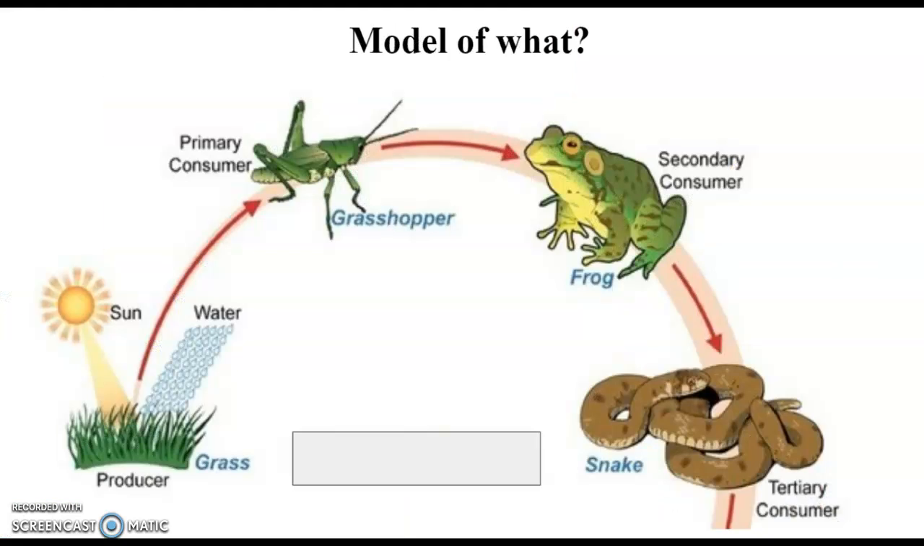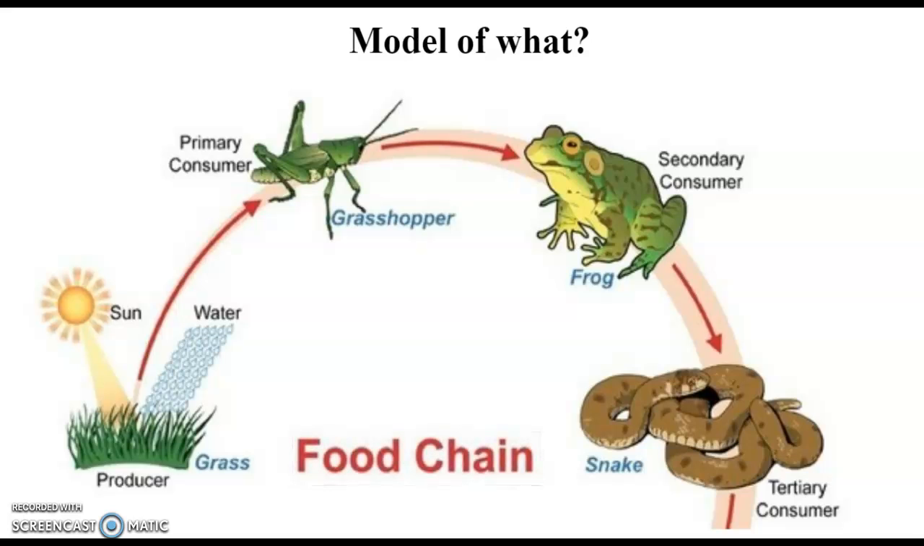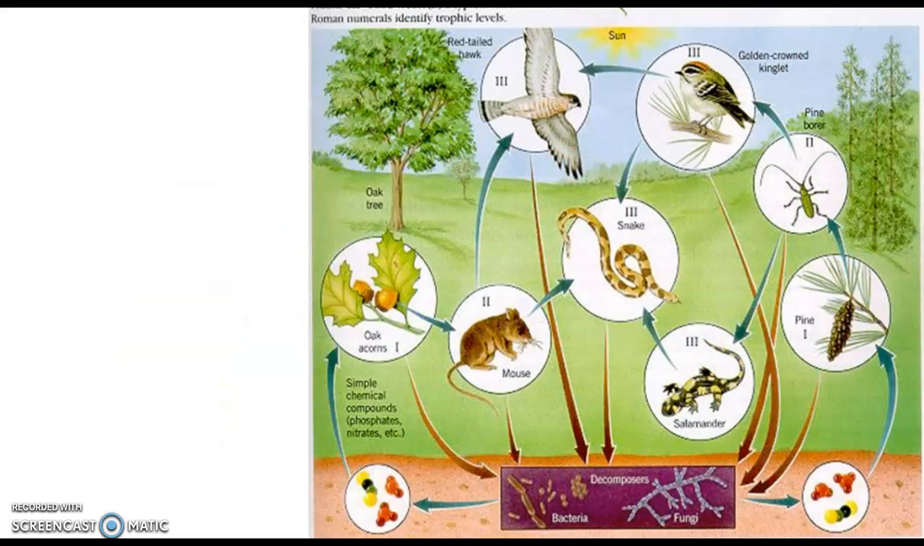What does this picture model? The producer energy goes into the grasshopper that ate the grass, and the grasshopper gets eaten by the frog. So these arrows are pointing to where the energy is going in this food chain. And the ultimate energy source of that food chain comes from the sun, going into the producers. So arrows show us where the energy is going.